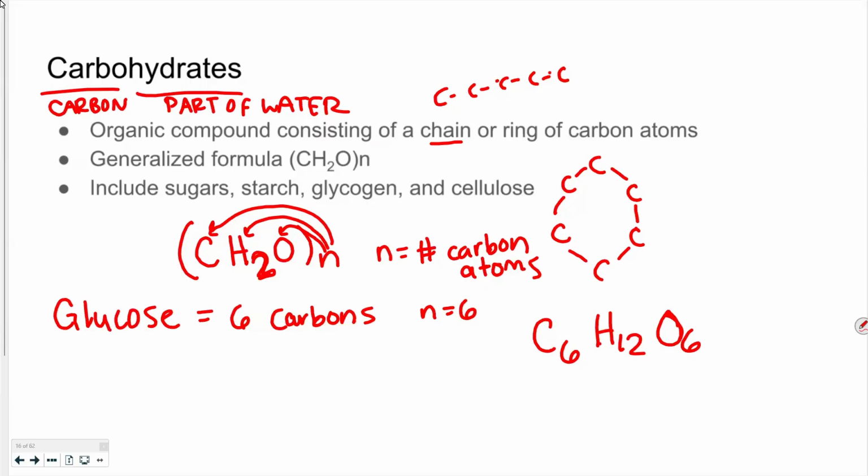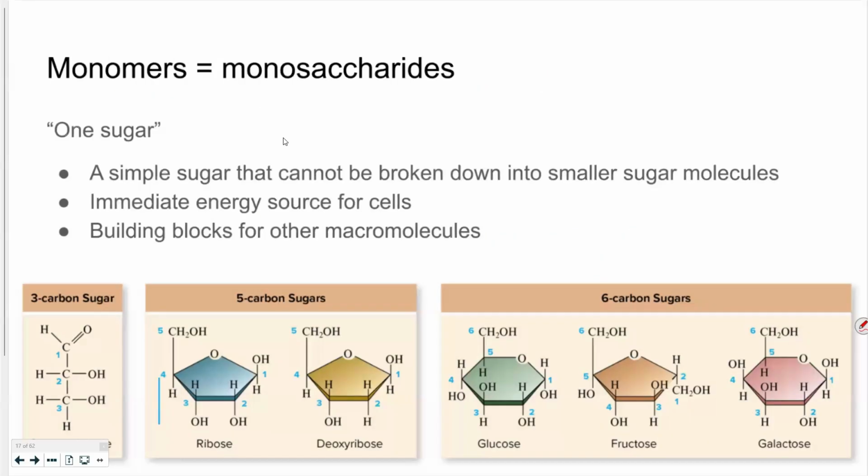Okay. And our carbohydrates can include sugars, starches. We'll talk about glycogen. We'll talk about cellulose. We'll talk about some other ones as we come along here. So our monomers for this class of carbohydrates are called monosaccharides. Mono means one, saccharide means sugar in the Greek. So monosaccharide literally means one sugar. Okay, this is a simple sugar. We can't break it down into smaller sugar molecules.